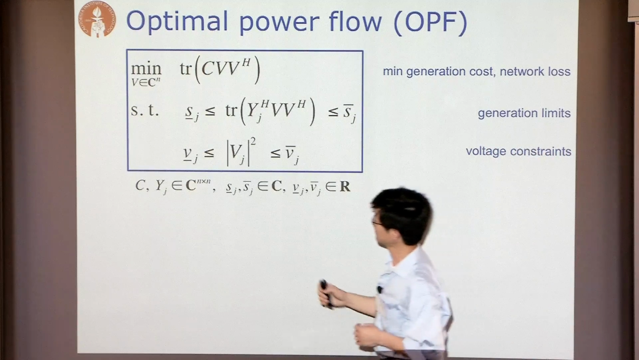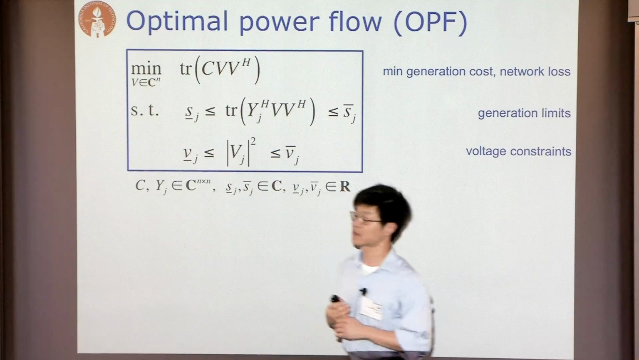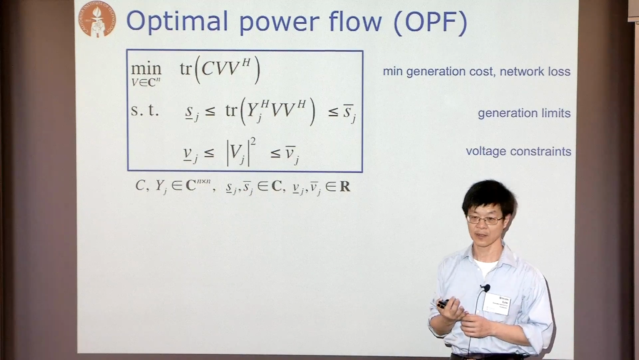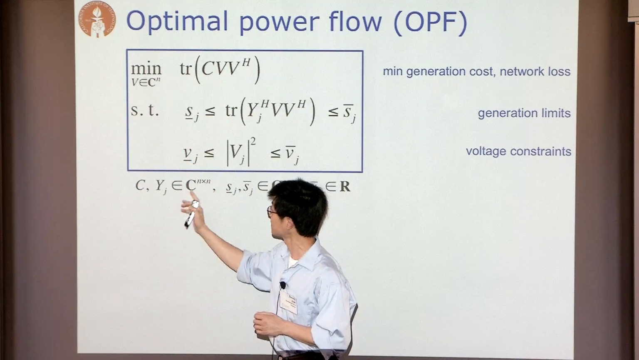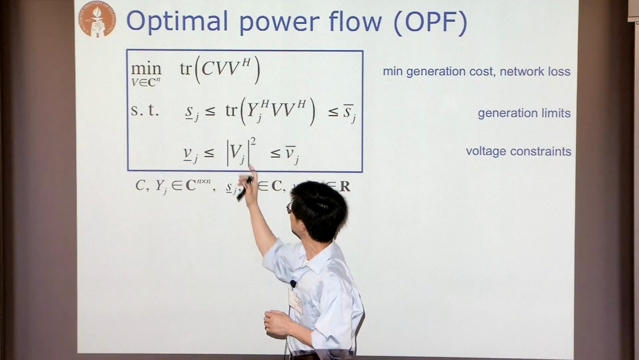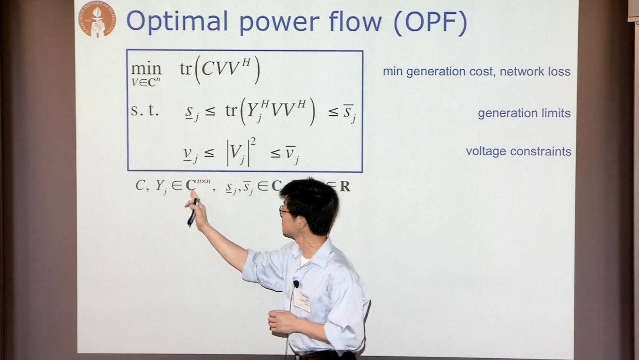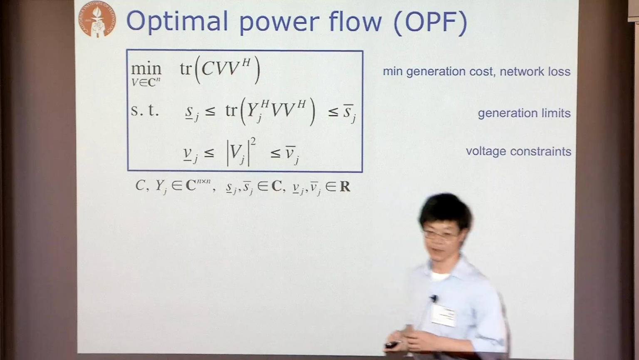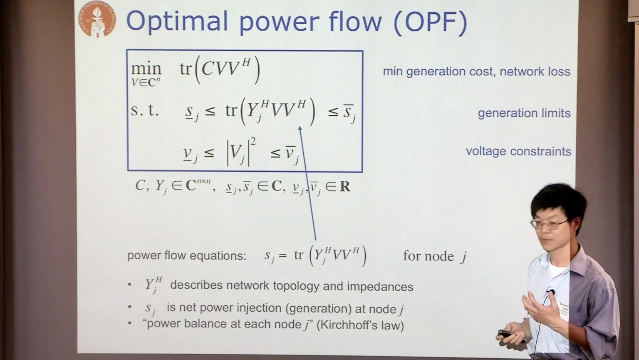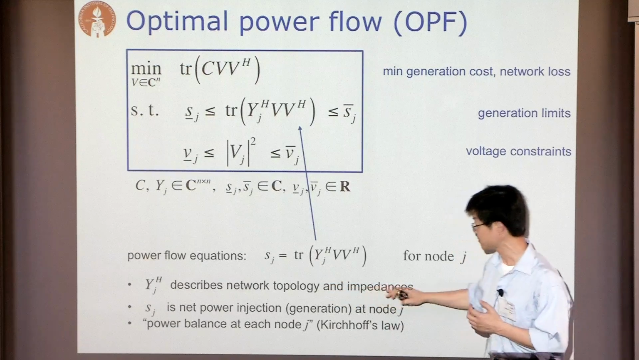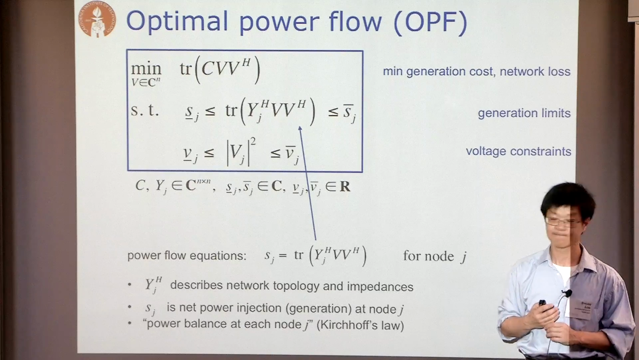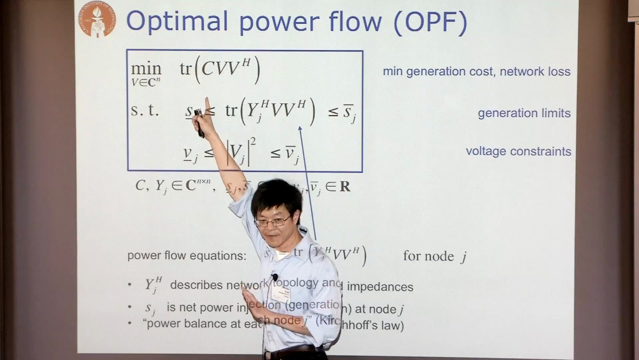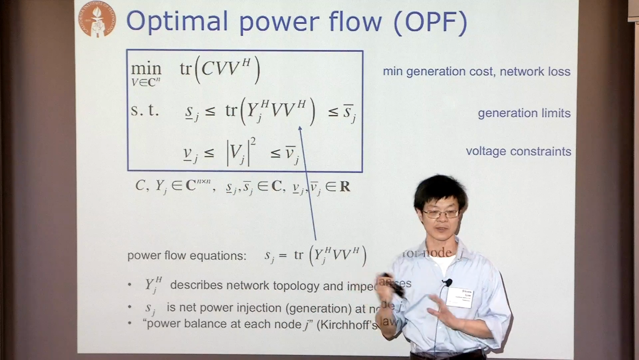And so the variable is the complex voltage phasor at each node in the network. So V_i is a complex number, and C, the cost matrix, is complex, and then Y depends on the network. So Y describes the network. It gives both the network topology, but also impedance on the lines. And typically we assume this is positive definite, and therefore the objective function is simple.